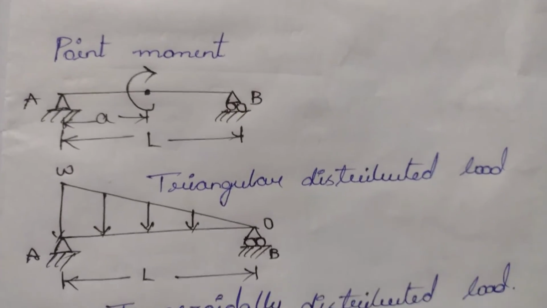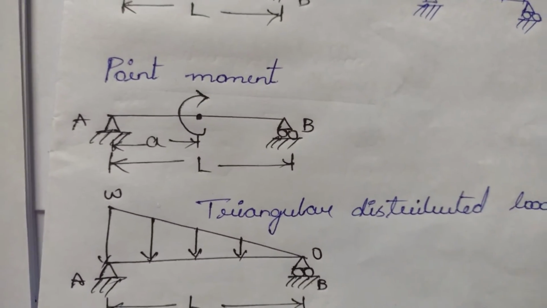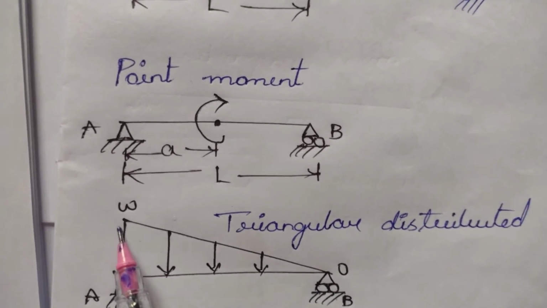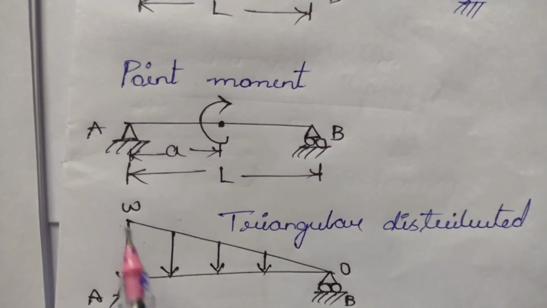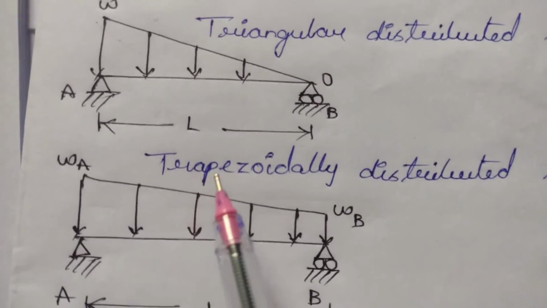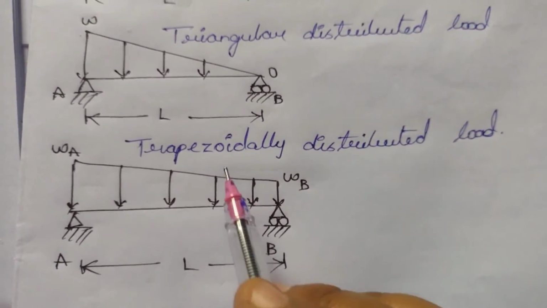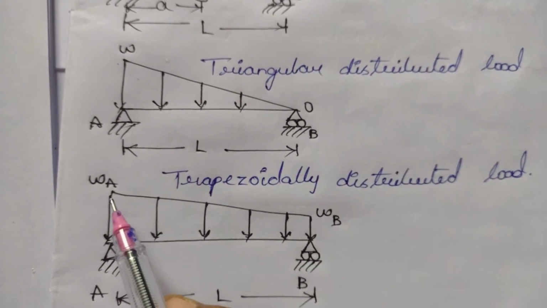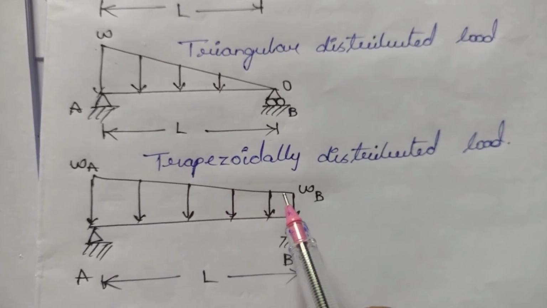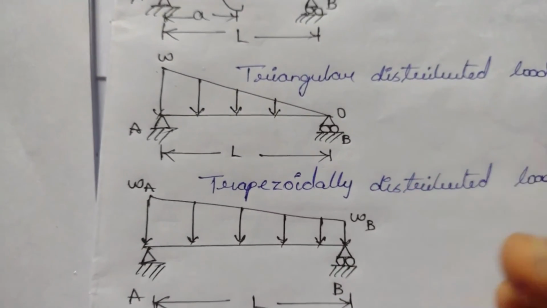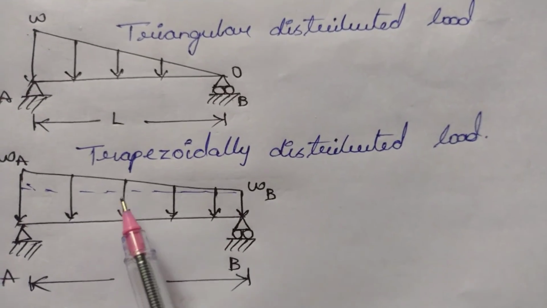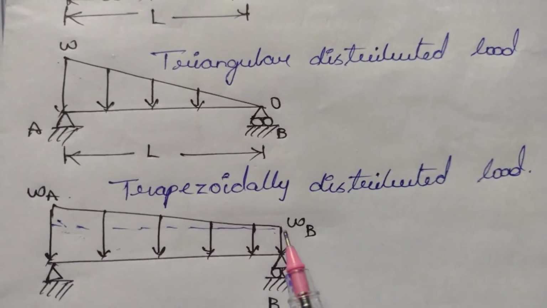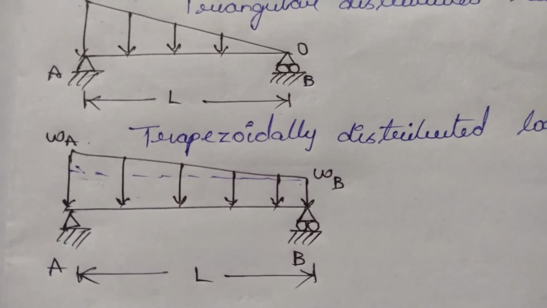Next we have triangular distributed load, or UVL we will say, that is it is distributed from 0 to W. Uniformly it is varying from one point to the other support. Next we have trapezoidally distributed load, that is it is having W1 at one point and W2 at another point, and it is varying in this way. So we can also represent it like this. We can take the bottom part as UDL and the upper part as the triangular distributed load. We can also solve this in this manner.